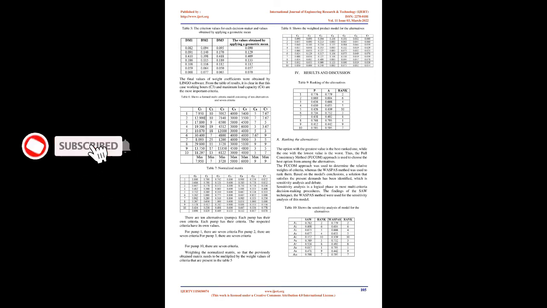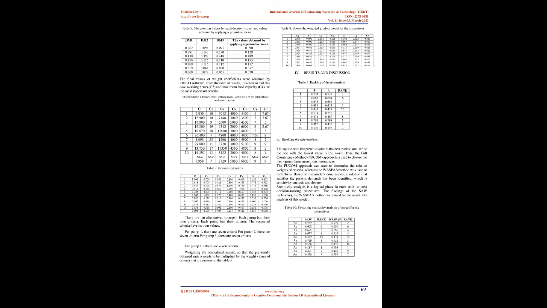From the table of results, it is clear that in this case working hours, C3, and maximum load capacity, C4, are the most important criteria. Table 6 shows a formed multi-criteria model consisting of 10 alternatives and 7 criteria.